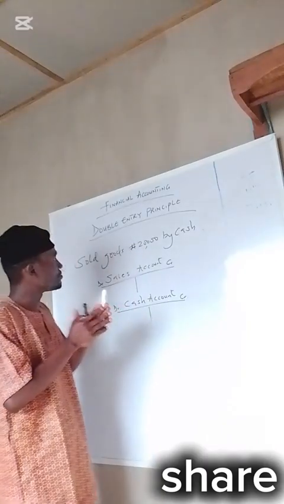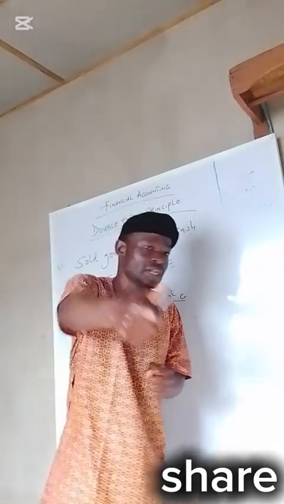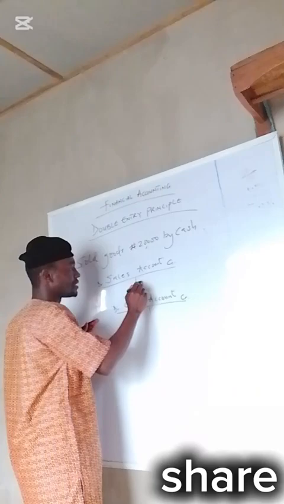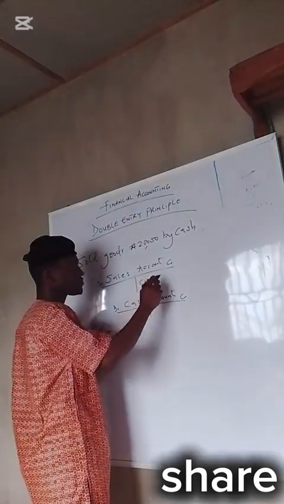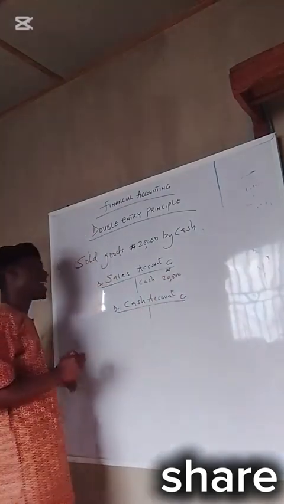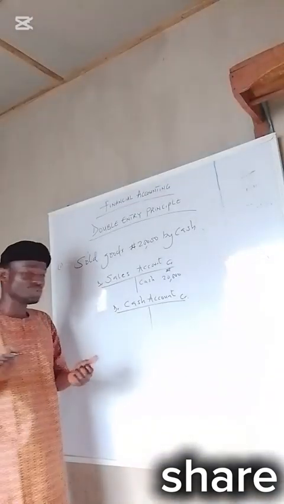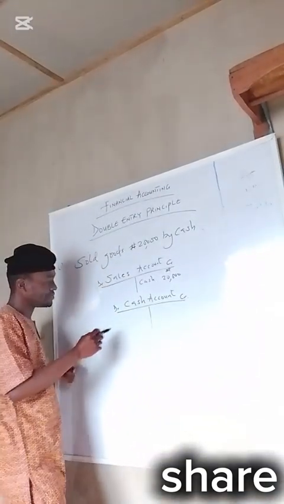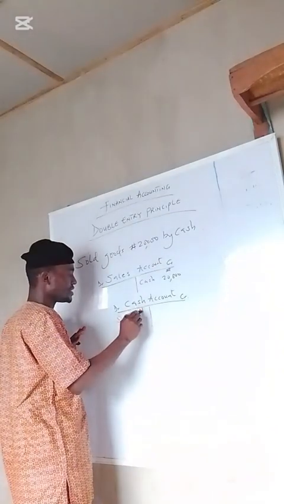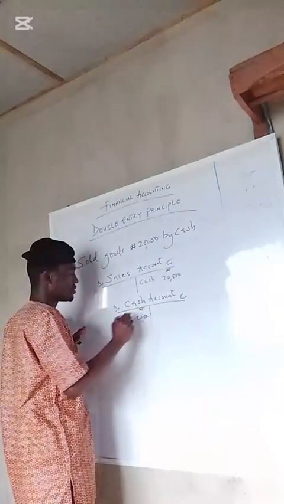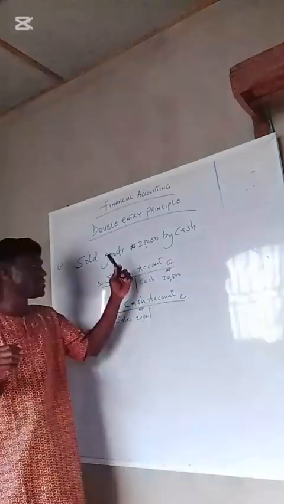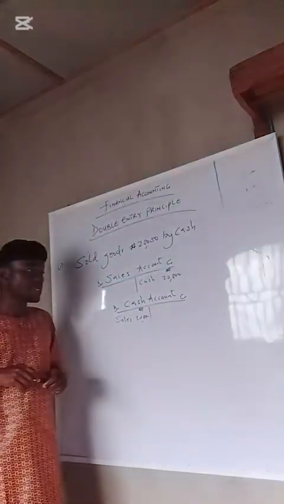The laws of double entry principle say that we credit the giver. So the sales account is the one giving out, so we credit it with 20,000 naira. The cash account is the one receiving, so the account receiving is going to be debited. So we have debited cash account and we have credited sales account. It's very simple as ABC.